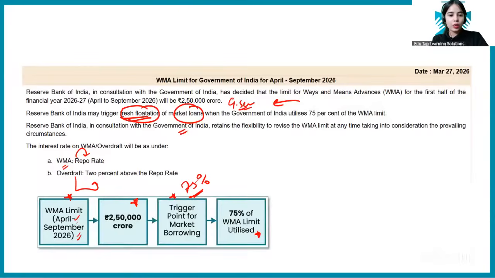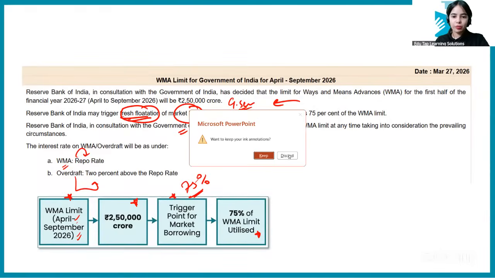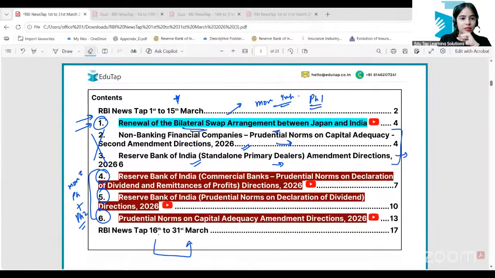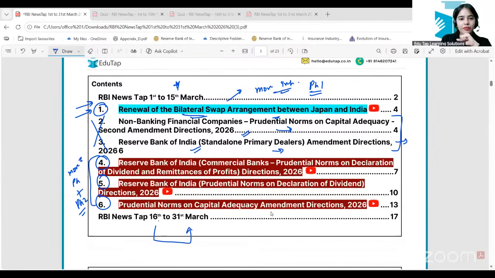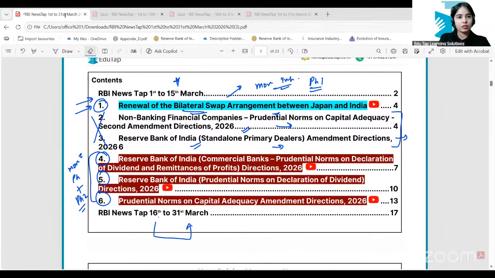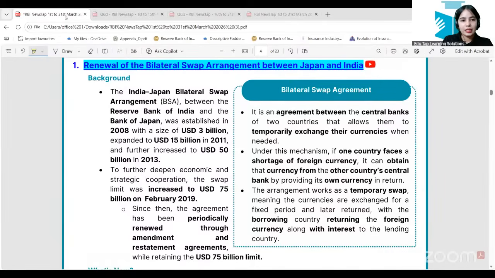Chalo. Now, before ending the session, let me show you the document of everything we have covered, so that you do not have any confusion while going through it. I know this is becoming a little hectic. So basically, yes, we have covered the first article, that is the renewal of a bilateral swap arrangement.